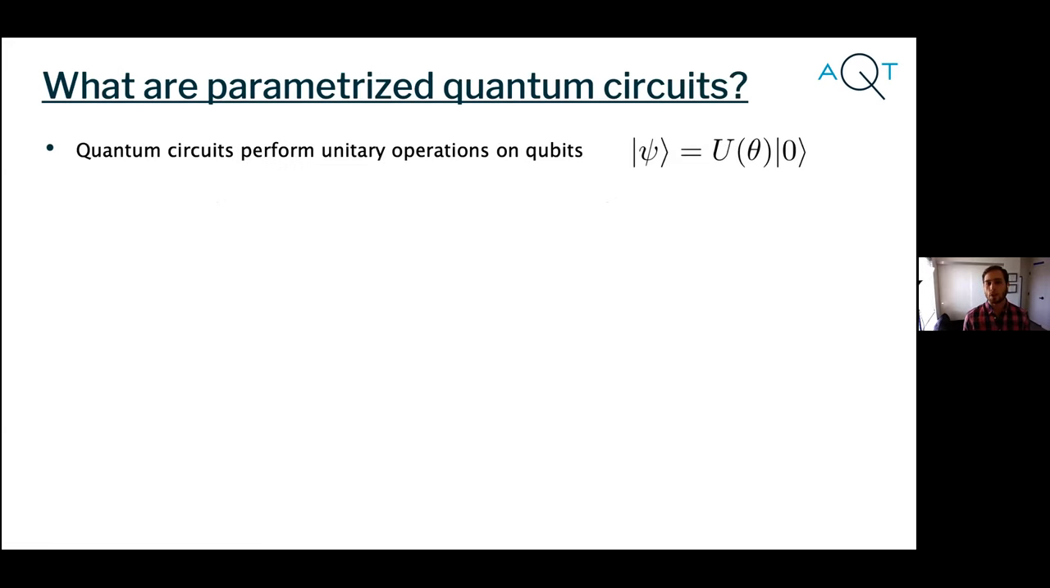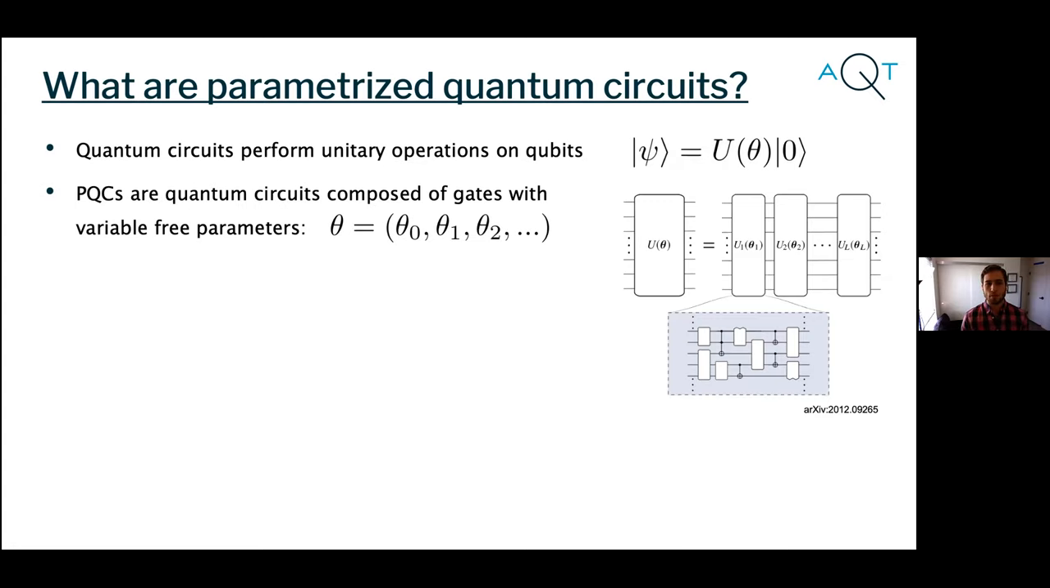So firstly, what are parametrized quantum circuits? Well, as most of you know, we use quantum circuits to perform some unitary operation on qubits. So I start my qubit in the ground state, I evolve its state using a unitary operator, and I'm left with a new state psi. Well, parametrized quantum circuits are circuits that are composed of gates with variable-free parameters. So say my entire unitary operator is some block. I can break this down into layers of unitary operators or cycles, kind of moments in time. Or perhaps I can break this down further into gates that are parametrized, gates that are not parametrized.